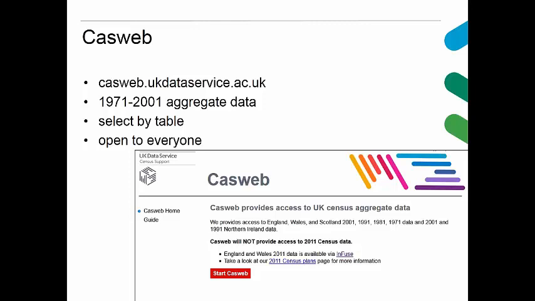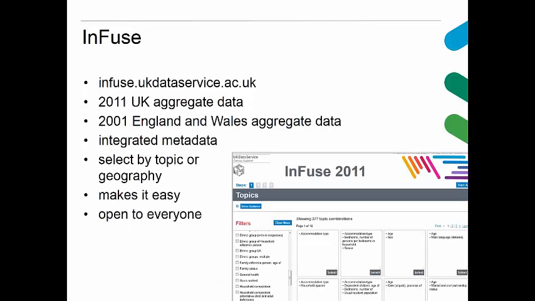There's very little restriction. For the more recent census data, we have something called Infuse. This is a tool where you can download 2011 UK aggregate data. We also have 2001 England and Wales data in there as well. It integrates the metadata, you select by topic or geography, and again, it's open to everyone.